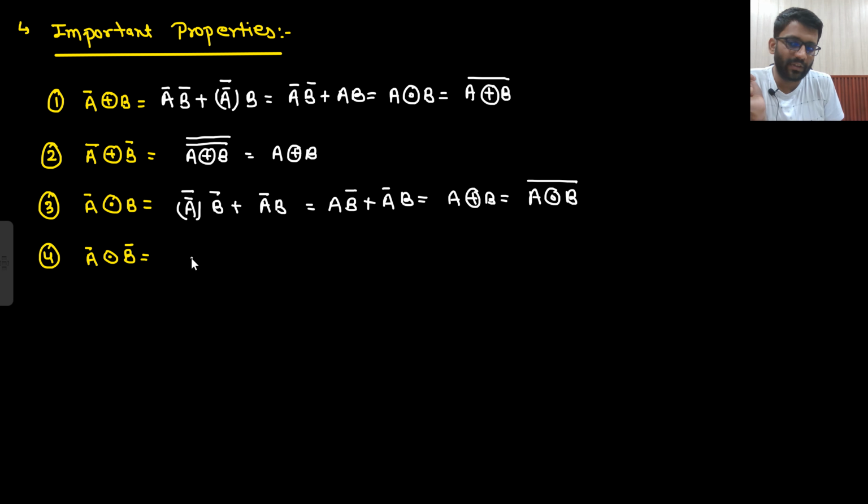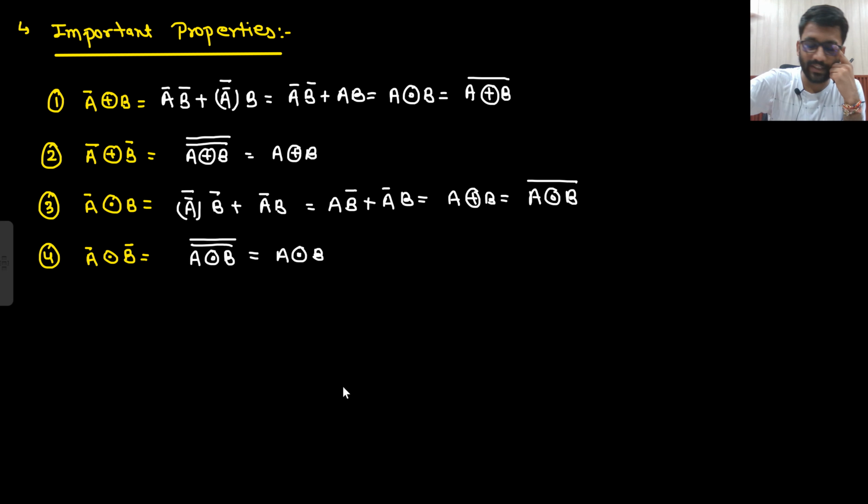So what will happen to this one? One bar is there, so because of this bar, one complete bar will come. Because of this bar, another complete bar will come. So that's it. This is a very important property: if bar is there on one variable, then whole bar can be taken. Okay, so you will remember it, right?